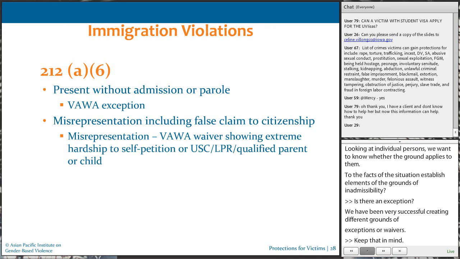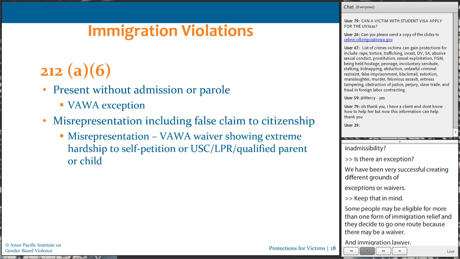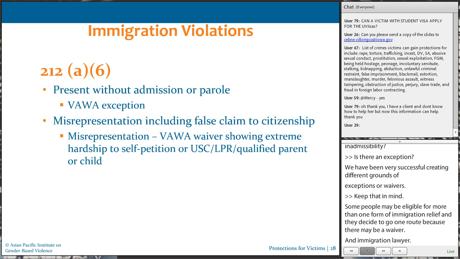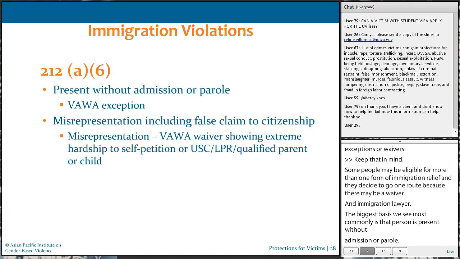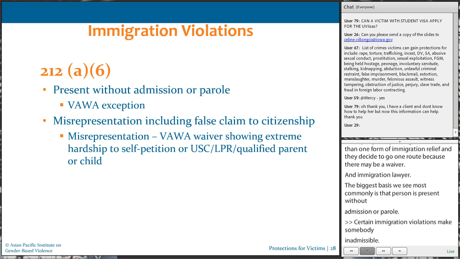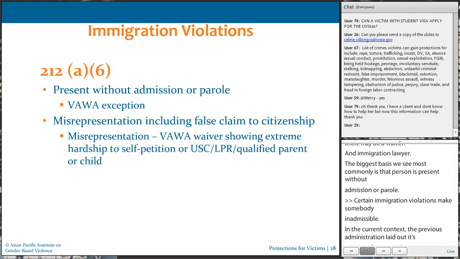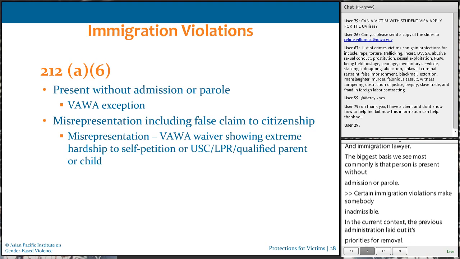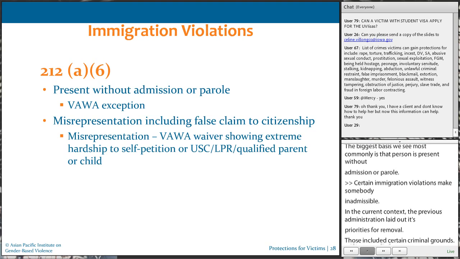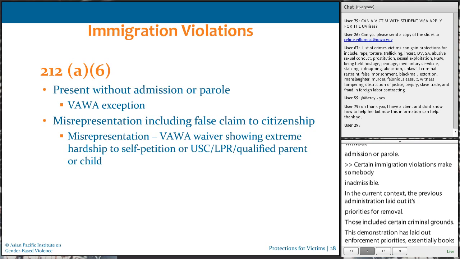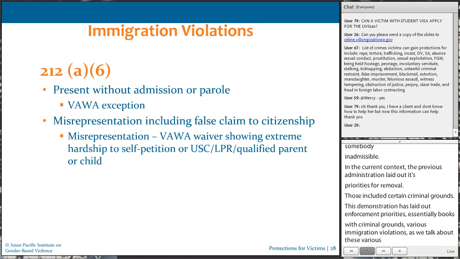But the biggest basis that we see most commonly, a ground of inadmissibility, is that person is present without admission or parole. And so, certain immigration violations make somebody inadmissible. And so in the current context that we are in right now, just to put this in a larger framework, the previous administration had laid out its priorities for removal, and those priorities included folks with certain serious criminal grounds. This administration has laid out in its enforcement priorities essentially folks with criminal grounds, various immigration violations, including these ones. And so as I talk about these various grounds of inadmissibility, just know that they are now listed in the priorities for immigration enforcement and in the new administration's interior enforcement memos.